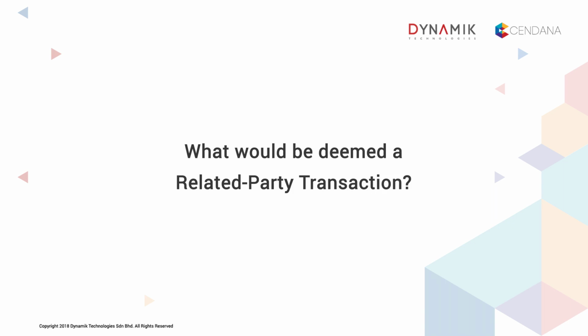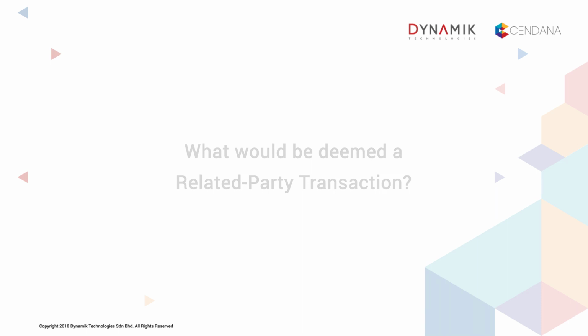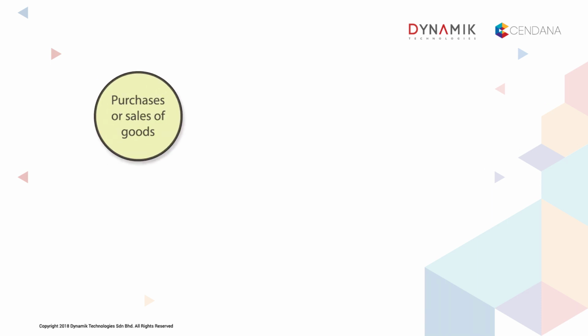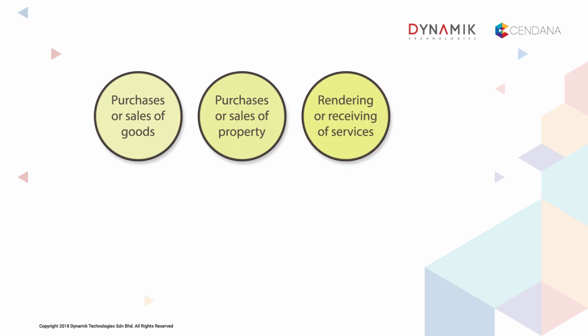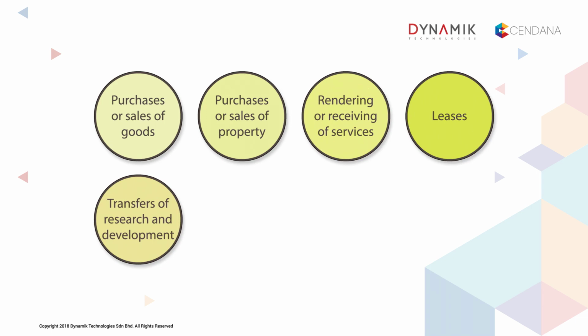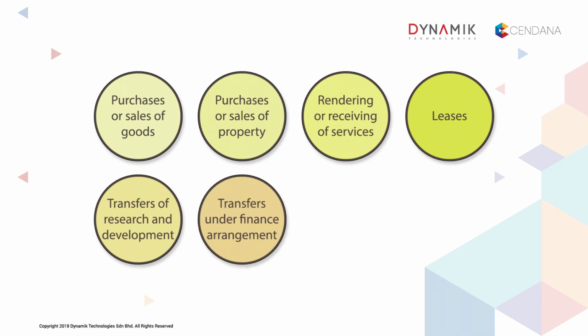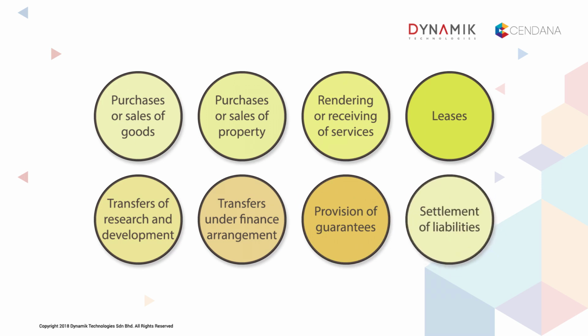Let's take, for example, business transactions between a major shareholder and a company, such as purchases or sales of goods, purchases or sales of property and other assets, rendering or receiving of services, leases, transfers of research and development, transfers under finance arrangements which include loans and equity contributions in cash or in kind, provision of guarantees or collateral, and lastly, settlement of liabilities on behalf of the entity or by the entity on behalf of another party.